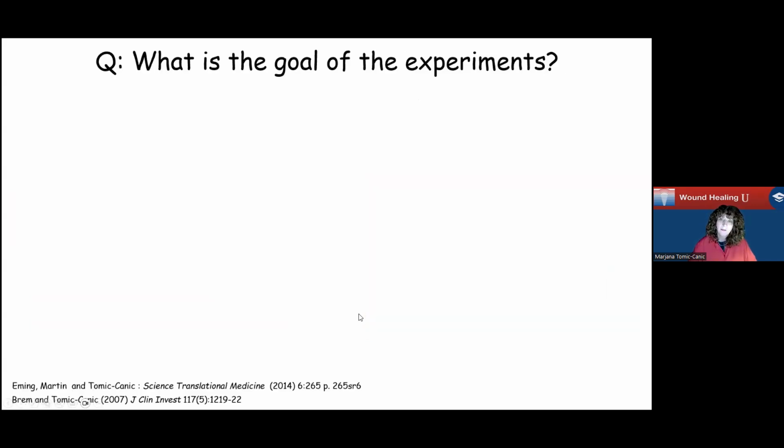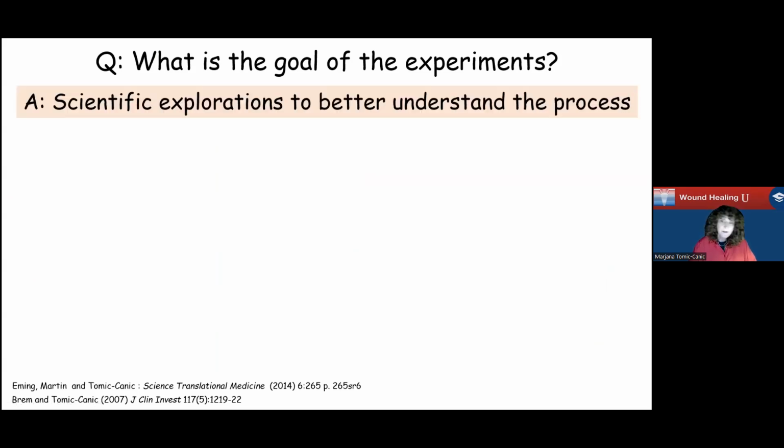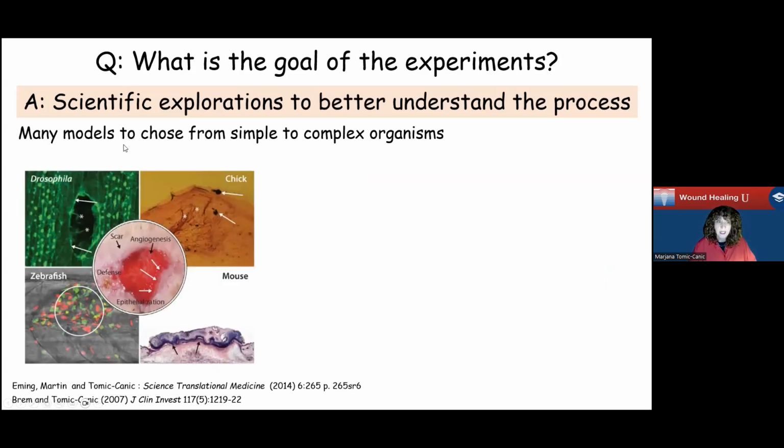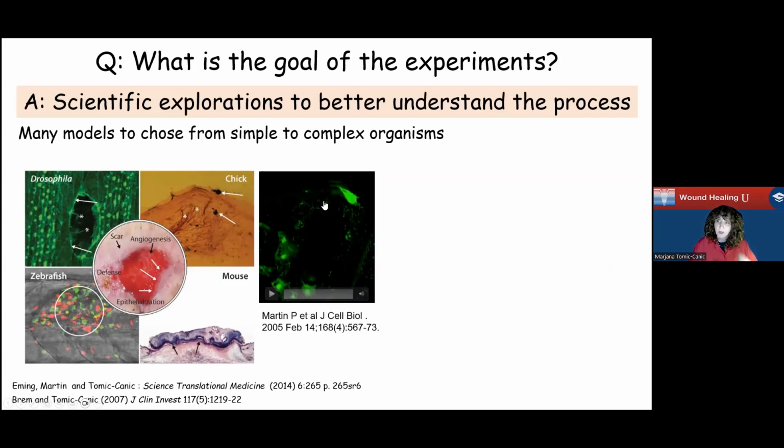And so the main question that you start with is, what is the goal of the experiments? If it's scientific exploration to better understand the process, then there are so many models that I cannot possibly summarize them, some of which are shown here. Many models to choose from, simple to complex organisms, including, for example, Drosophila, zebrafish, chicken, mouse, and so forth. This has yielded fundamental discoveries in understanding the process.